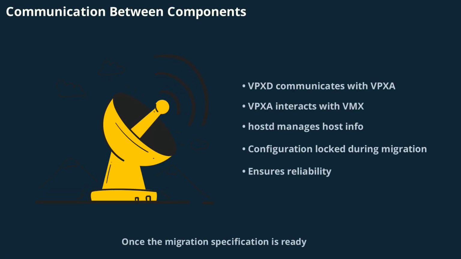Once the migration specification is ready, the vCenter server uses VPXD to communicate with VPXA on the ESXi hosts. VPXA listens for migration instructions and passes them to the VMX process via the hosted daemon. The hosted daemon manages host-specific information and ensures that the virtual machine's configuration remains unchanged during migration.